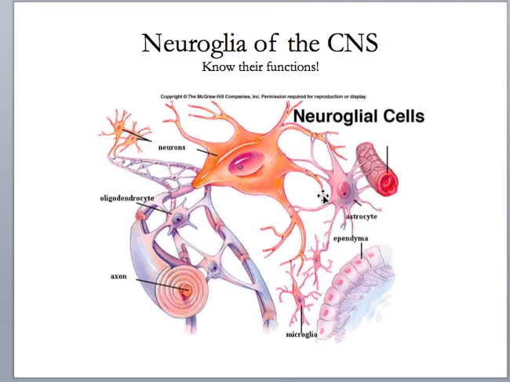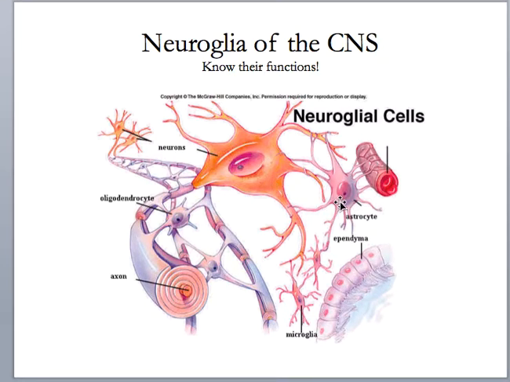Neuroglial cells. So here's our neuron right here, okay? Its axon is coming off. So this is contained within the brain or spinal cord, right? And some of the neuroglial cells are supporting cells. This cell right here is called an astrocyte, and it's called an astrocyte because it looks star-shaped, with multiple processes coming off of it. And you can see that we have processes connected to a capillary and then others connected to a neuron. And so the astrocytes actually help maintain the blood-brain barrier.